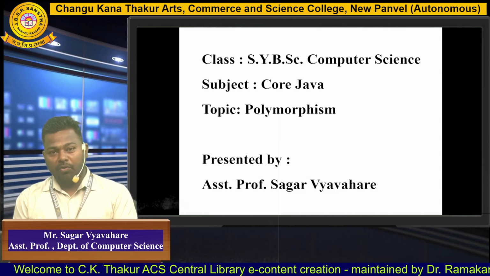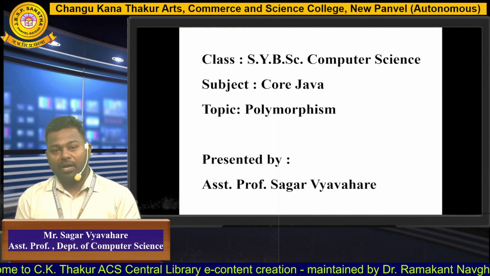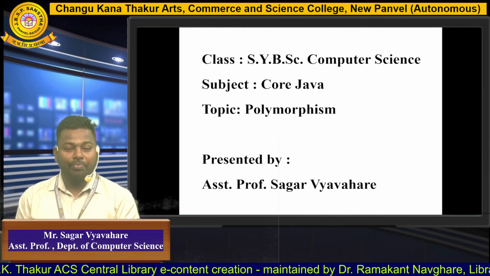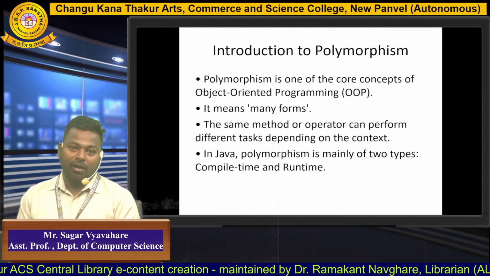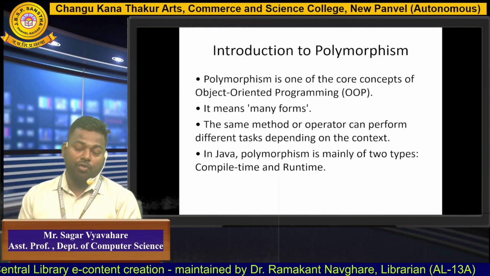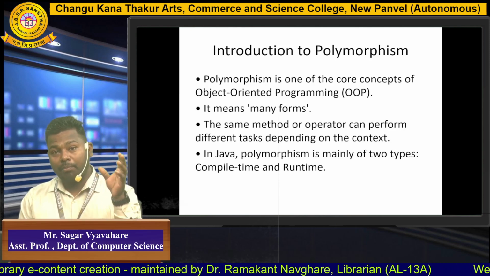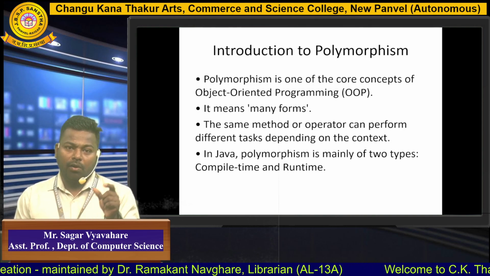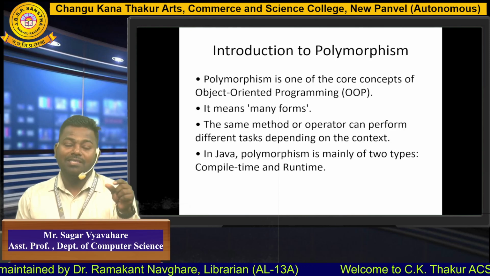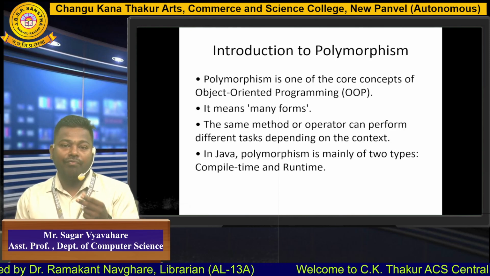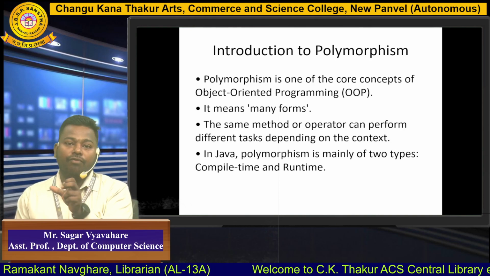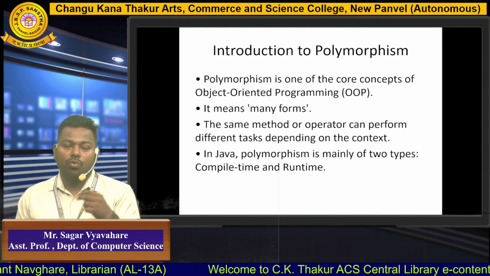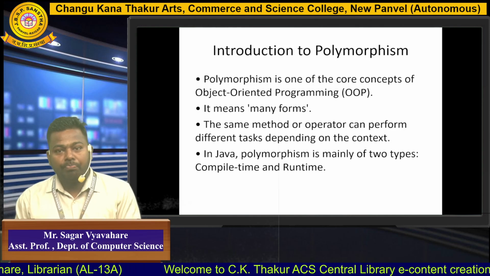Today we are going to talk about subject core Java and topic polymorphism. Okay, so let's start with the topic. What is polymorphism first of all? Polymorphism is one of the more important and core concepts of Java. What does poly mean? Poly means many and morph means forms. So, many forms. Okay, so what happens exactly over here?